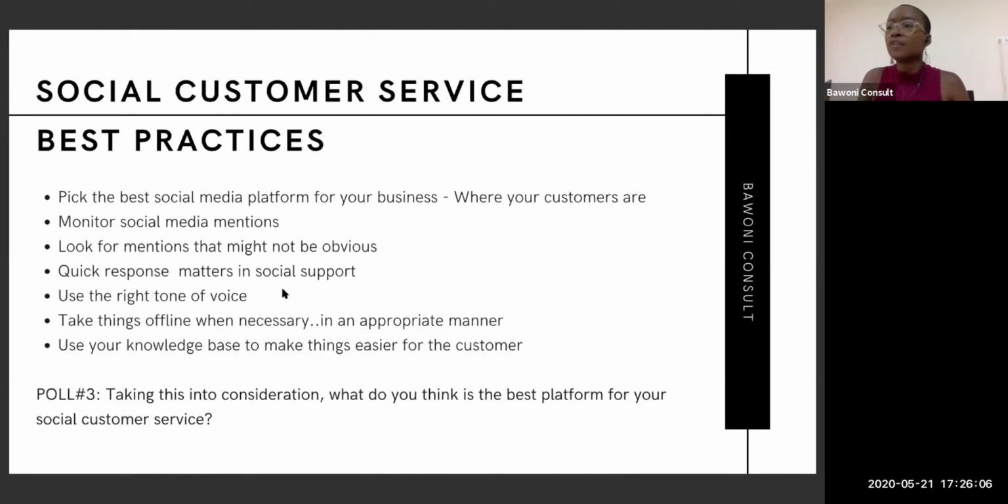Usually it's if you need to get the person's information or something that's very private, then you take it offline, but you always have to get back online to show that you've resolved the issue so that other spectators can see that you've resolved it and you paid attention to that customer. So use your knowledge base to make things easier for the customer.